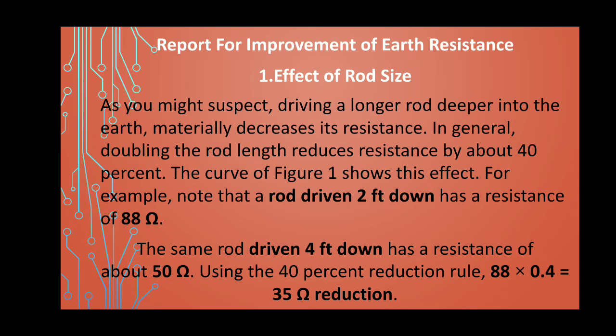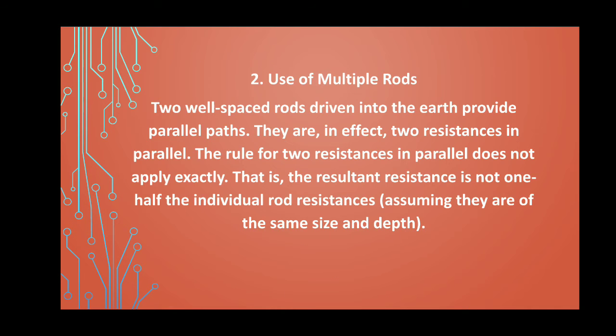For example, a rod driven 2 feet down has a resistance of 88 ohm. The same rod driven 4 feet down has a resistance of about 50 ohm. So these depend upon the rod and the doubling of the rod used in electrical power systems for earthing purpose. Next, use of multiple rods.